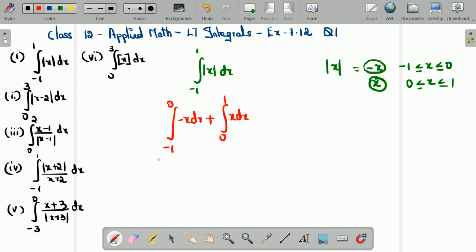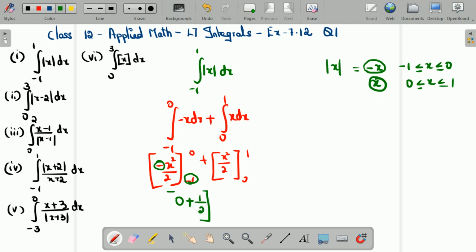So let's integrate the first one. This is minus x squared by 2 between the limits -1 and 0, and in the second case it is just x squared by 2 between the limits 0 and 1. Now let's apply the limits. The upper limit is 0, and minus of minus, because there is a negative sign here, for the lower limit -1 the whole squared is 1, so 1 by 2. For the second integration, the upper limit is 1 squared by 2, which is 1 by 2. The lower limit is 0. So if you evaluate, this is essentially 1 by 2 plus 1 by 2, which is equal to 1.